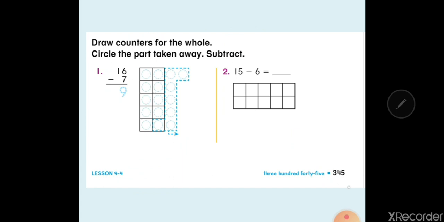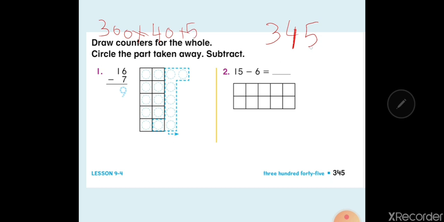Now, please open your math book, page 345. How can you write 345? 300s, 40, like 4 in the tens, and 5 in the ones. Can you write it in expanded form? You remember the expanded form? You'll put a plus sign. 300 plus 40 plus 5.